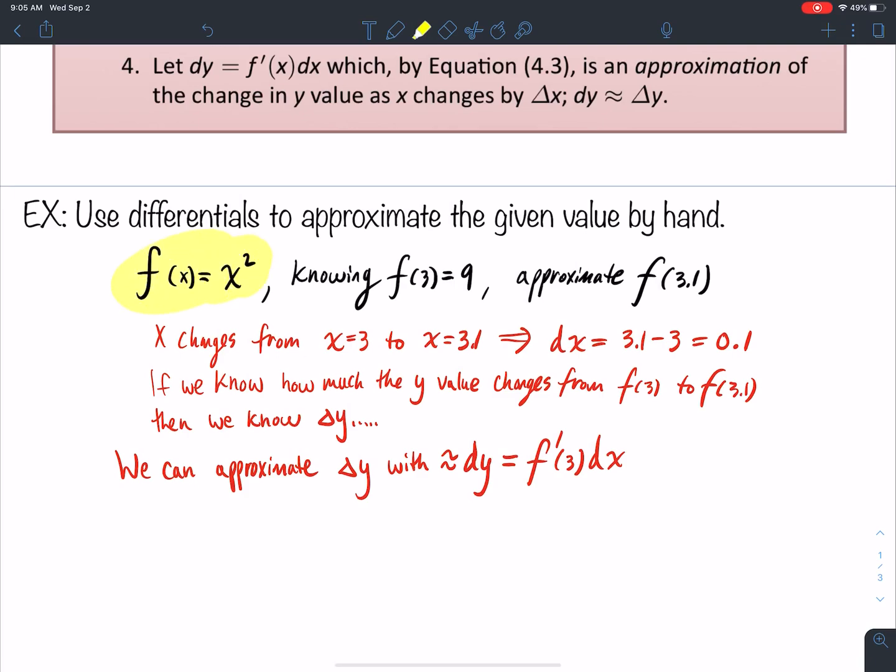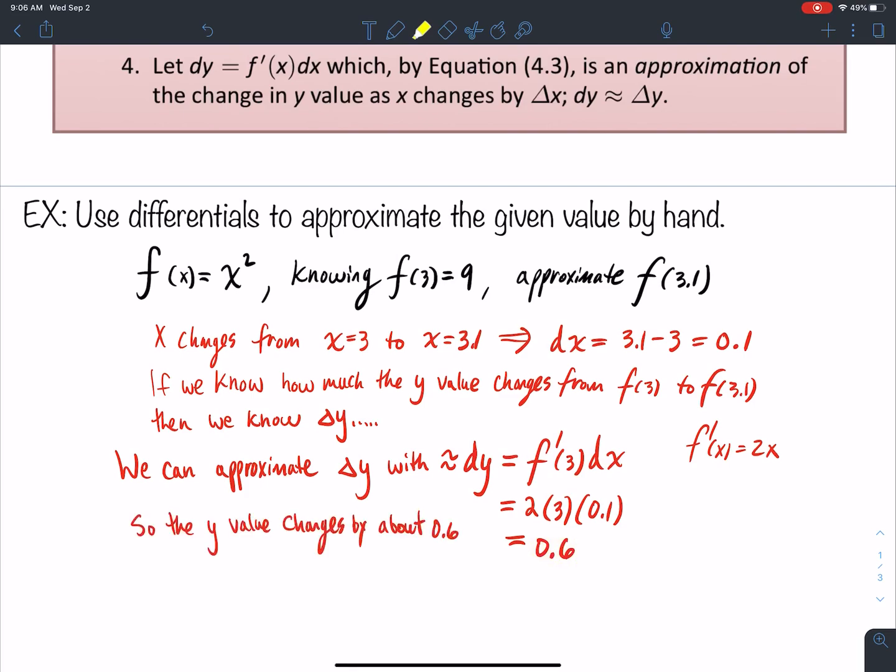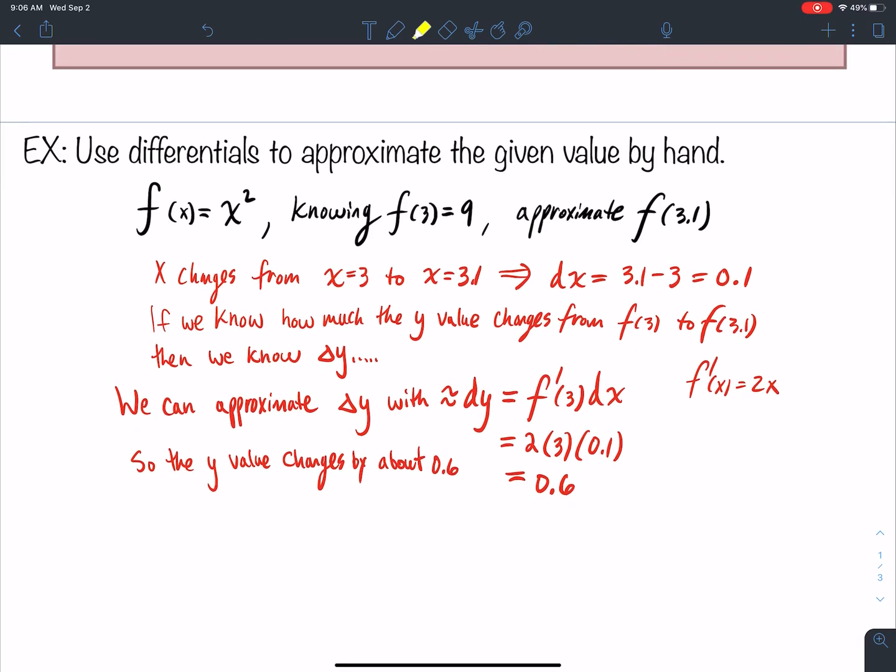Now, what is f prime of x? Well, if the function f of x is x squared, f prime is the derivative of x squared, which is 2x. So I'm literally going to take 2 multiplied by the input of 3, so 2 times 3, times dx, which is my differential, 0.1, the change in x. When I multiply that out, I get 0.6. So dy is 0.6. So the y value changes by about 0.6.